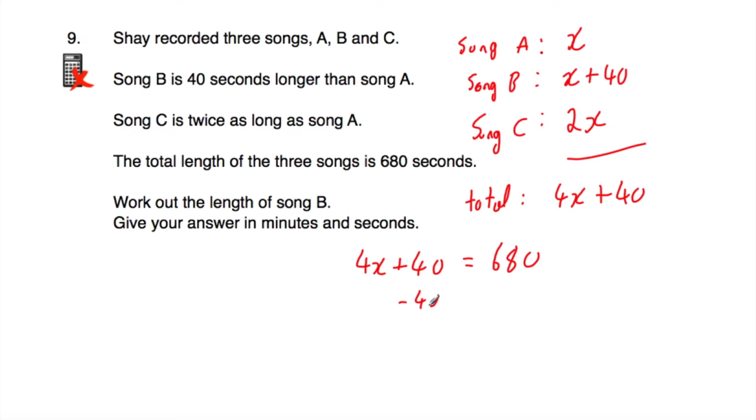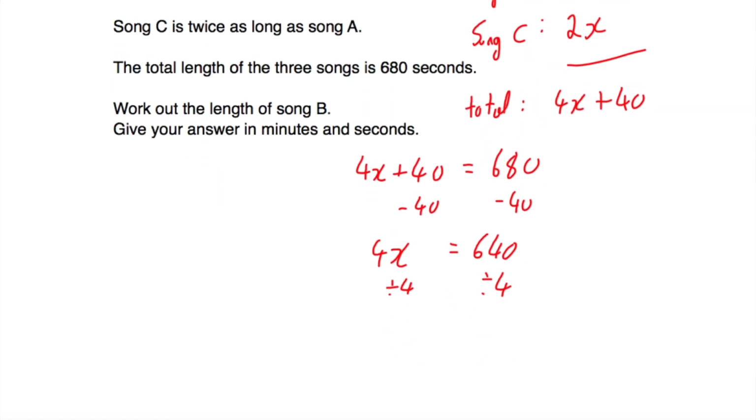Let's take away 40 from both sides. So take away 40 from the left-hand side and take away 40 from the right-hand side. So on the left-hand side, we had 4x plus 40. We're taking away 40 to get rid of the plus 40, so that's just going to leave us with 4x. And then the right-hand side, we had 680. We're taking away 40, that's going to be 640. Now we want to find out what x is, so we don't want this multiplied by 4, so we're going to divide by 4 and divide by 4.